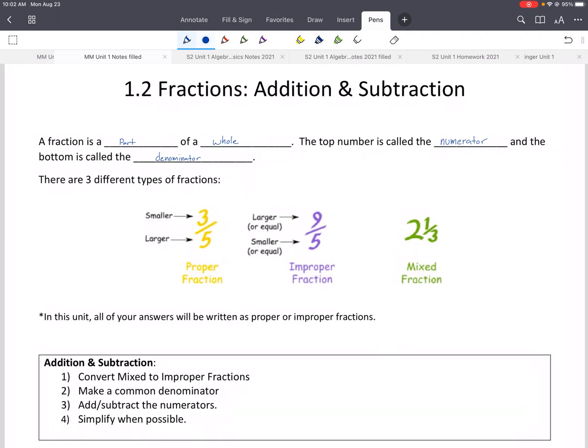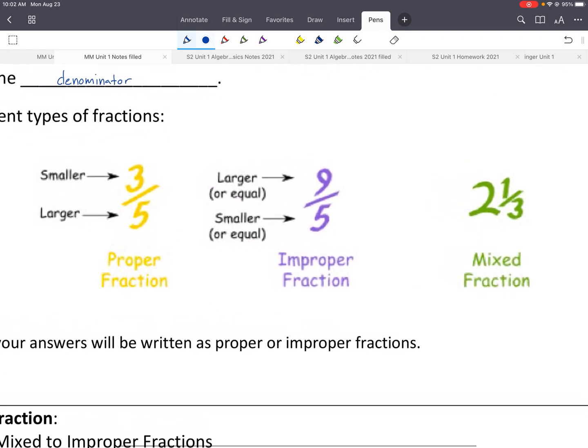Alright, so here are three different types of fractions. We have proper fractions where the numerator is smaller than the denominator. We have an improper fraction where the numerator is greater than the denominator. And then we have mixed fractions, like 2 1/3.